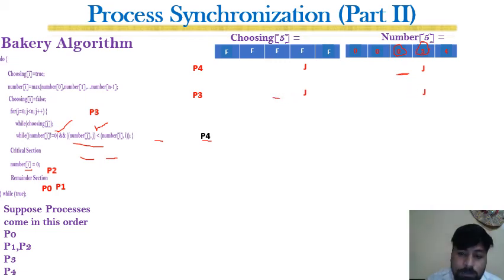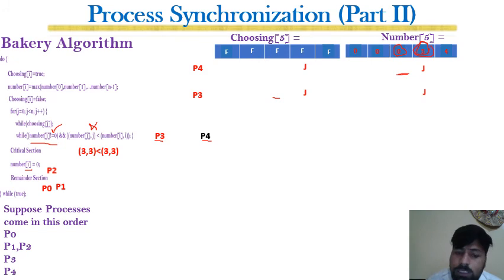Now P3 moves its pointers ahead, and once again it has to check the conditions. The first condition that will be checked is that number at J shouldn't be equal to 0, and it finds that number at J is not equal to 0. So the first part of the condition is true for P3. But for the second part, number at J comma J should be less than number at I comma I. So number at J comma J, it means that 3 comma 3 should be less than 3 comma 3, and this part of the condition is false.